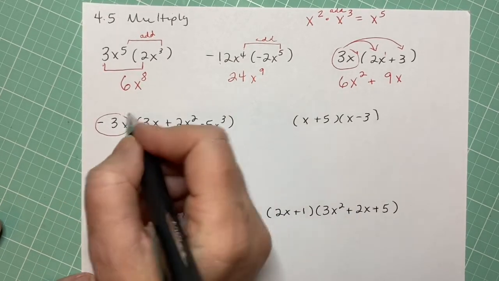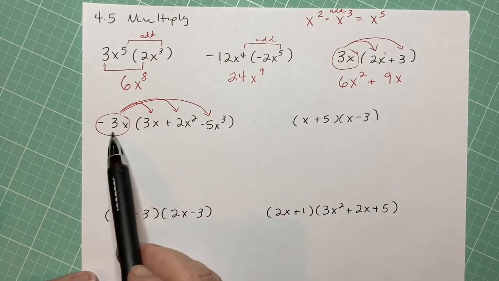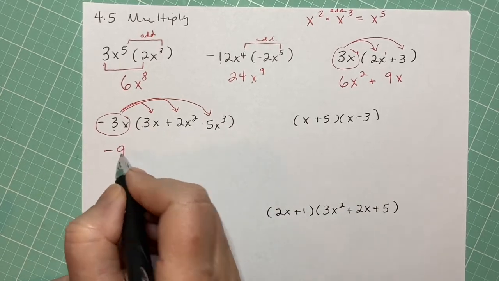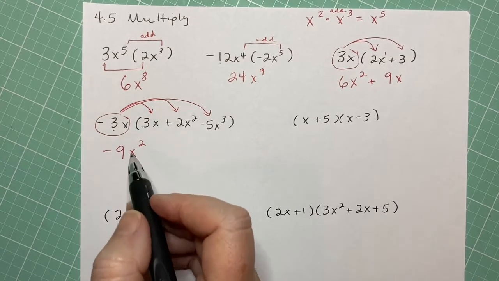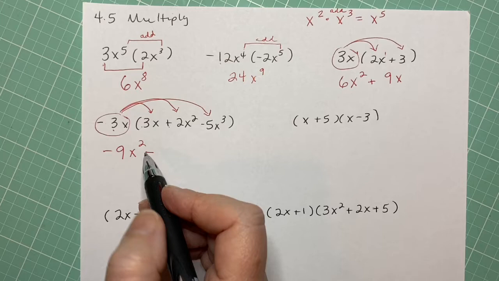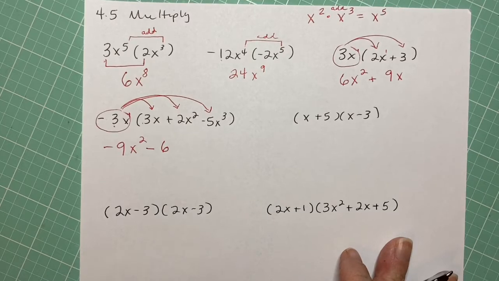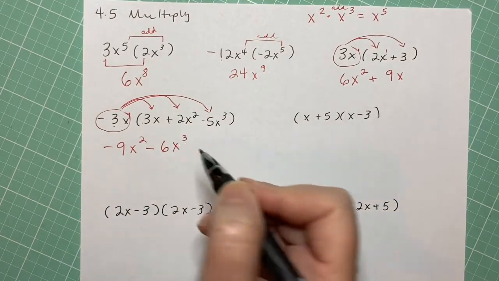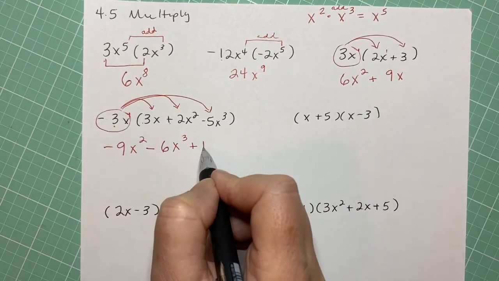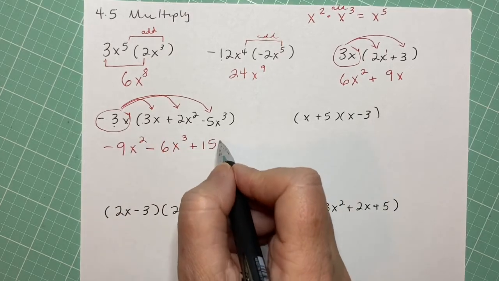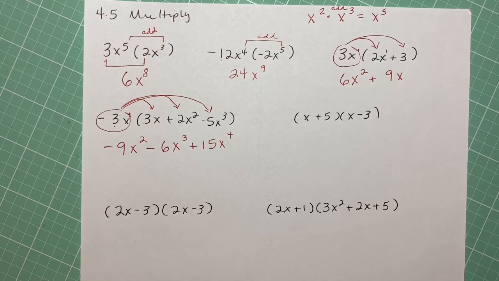This next one, I have a negative 3 out front, and now I have to multiply it times every single thing over here. So I'm going to say negative 3 times 3 is a negative 9. x to the 1 times x to the 1 is x squared. Then a negative times a positive is a negative. 3 times 2 is 6. Remember, this is like a 1. So x to the 1 times x squared is x cubed. Then a negative times a negative is a positive. 3 times 5 is 15. x to the 1 times x cubed is x to the 4th. And so that's multiplying by a single term.